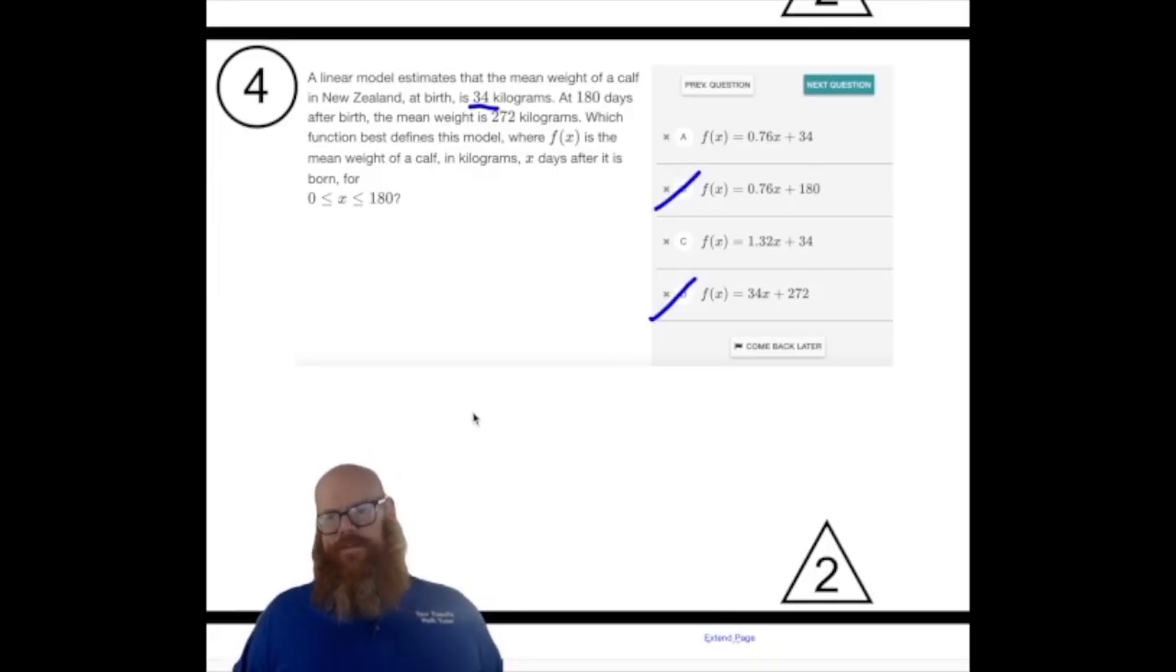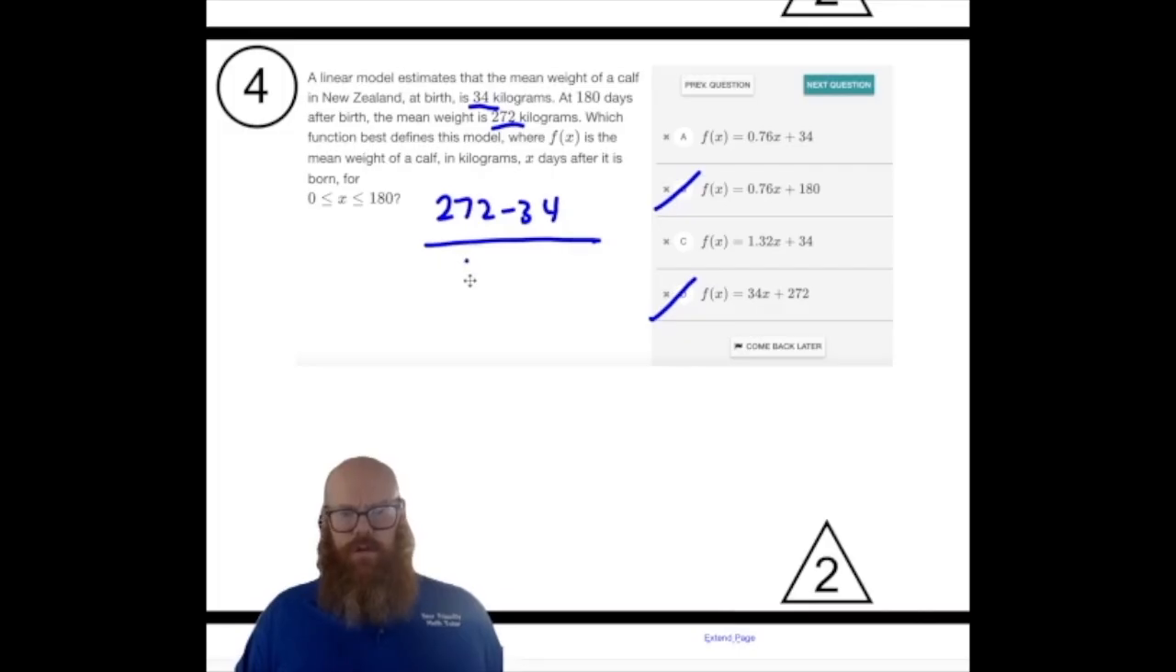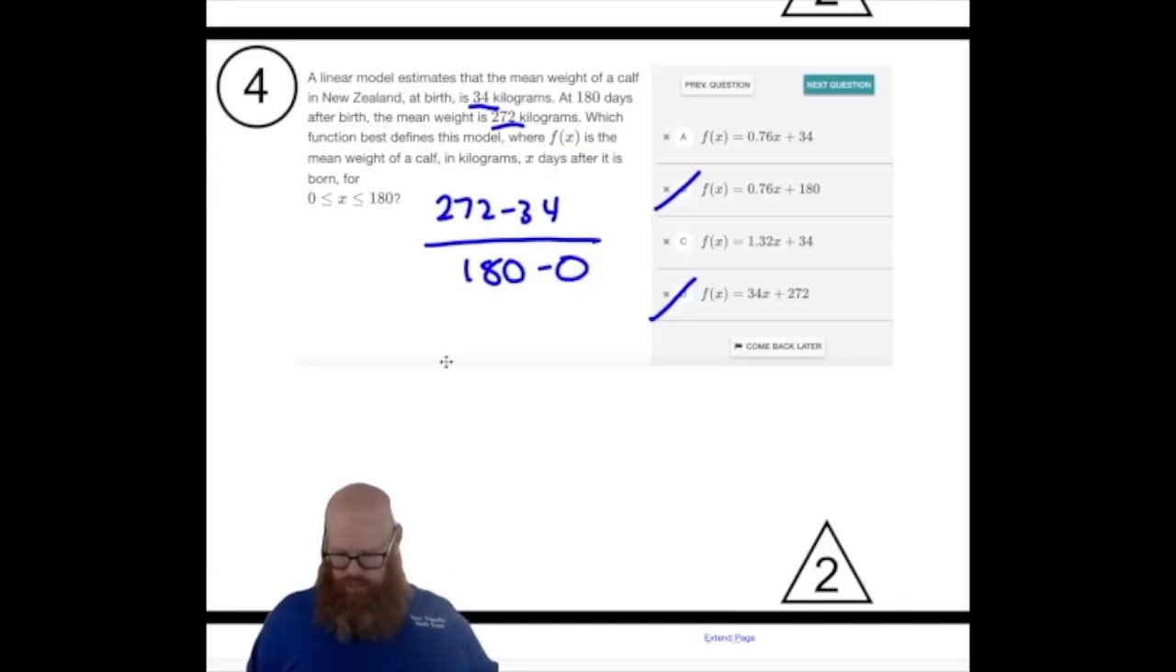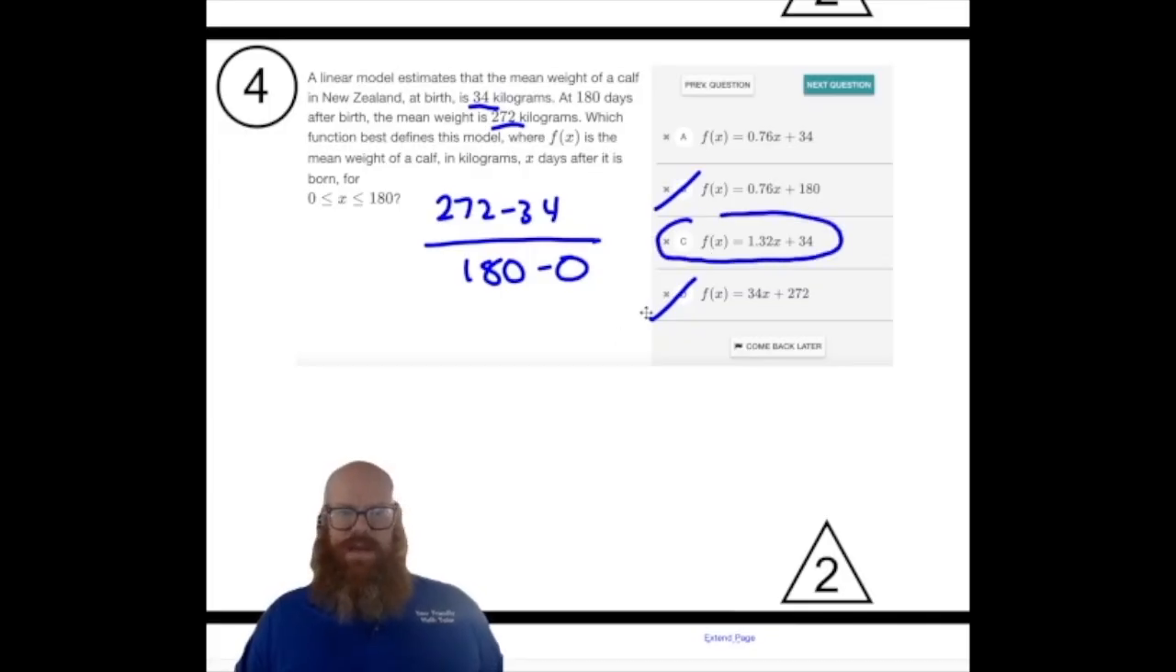Then it's about finding either the slope or plugging in. I'm going to find the slope. So we want to think about the change in weight, which is 272 minus 34 over the 180 days. You can think of it as 180 minus 0 if you really like the slope formula. So 272 minus 34 divided by 180 is going to be 1.32. So that's the increase in weight in kilograms per day. So the answer is C.